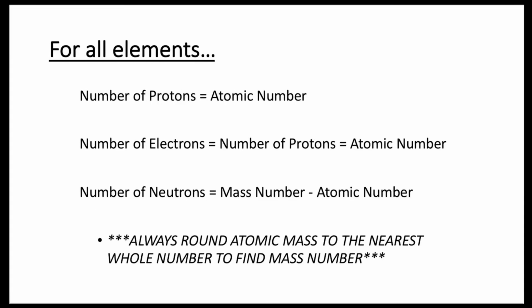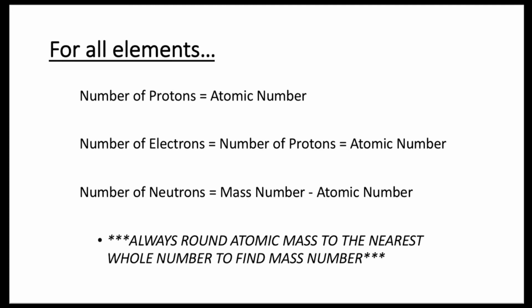For all elements, the number of protons is equal to the atomic number, as I pointed out before. The number of electrons is equal to the number of protons, which is equal to the atomic number. The number of neutrons is equal to the mass number minus the atomic number, because the mass is made up of protons and neutrons. Now, one thing to point out, be aware that this is for elements. This is not for ions, because the electron number will vary if you're dealing with an ion. But for elements, the number of electrons will equal the number of protons, which is equal to the atomic number.